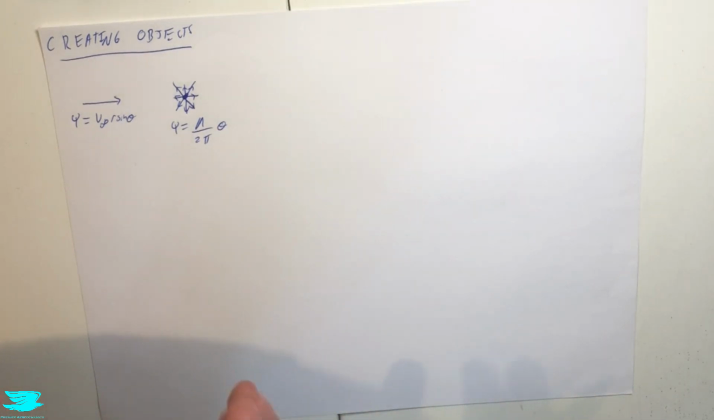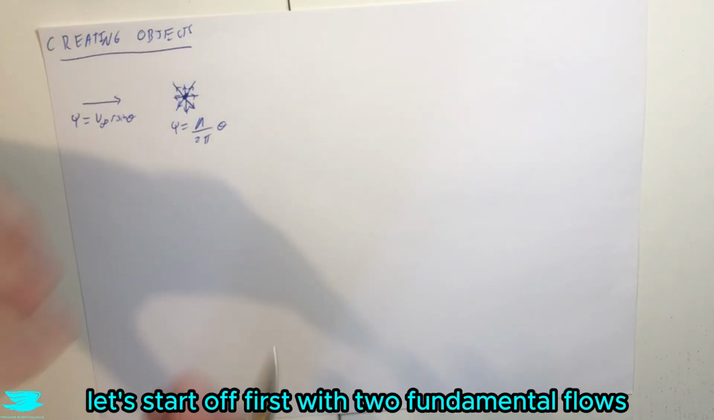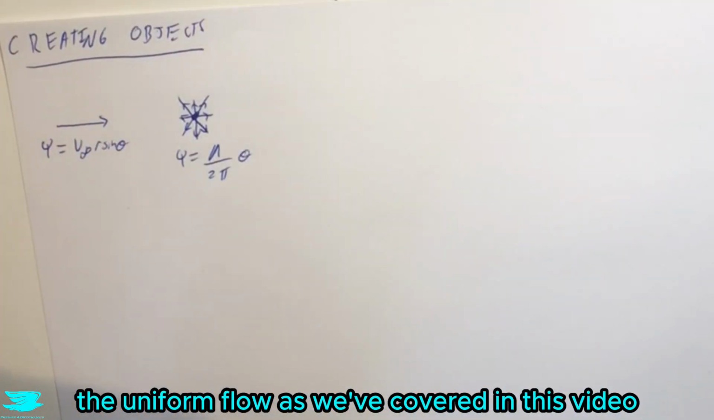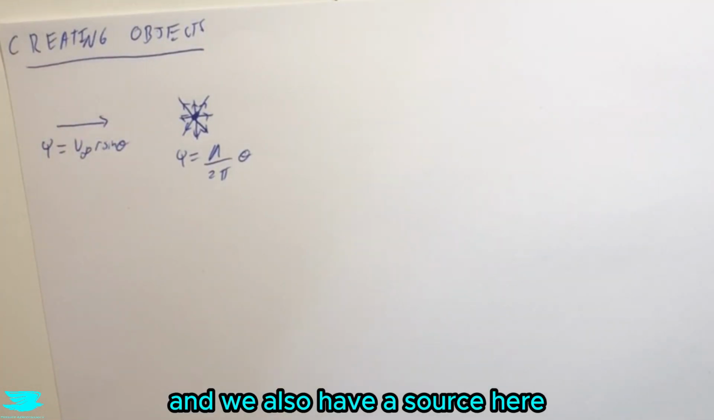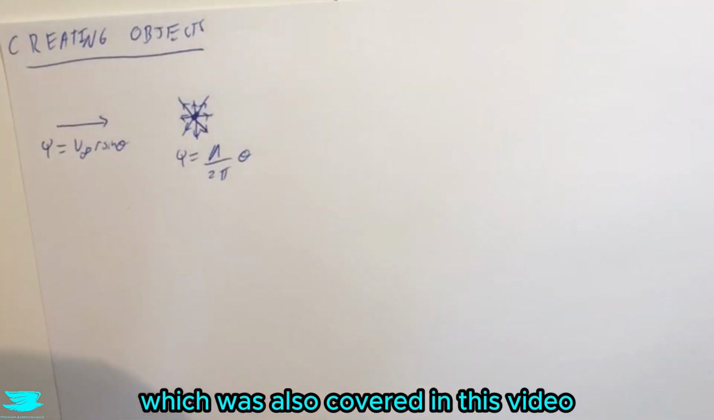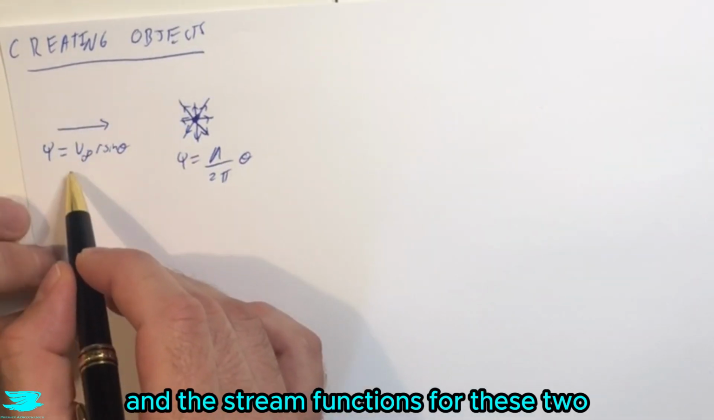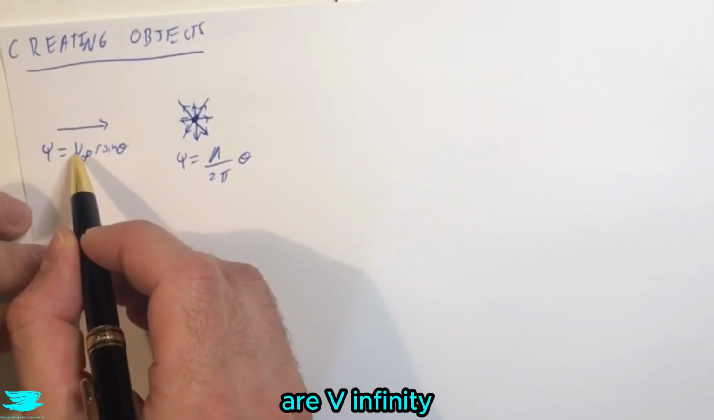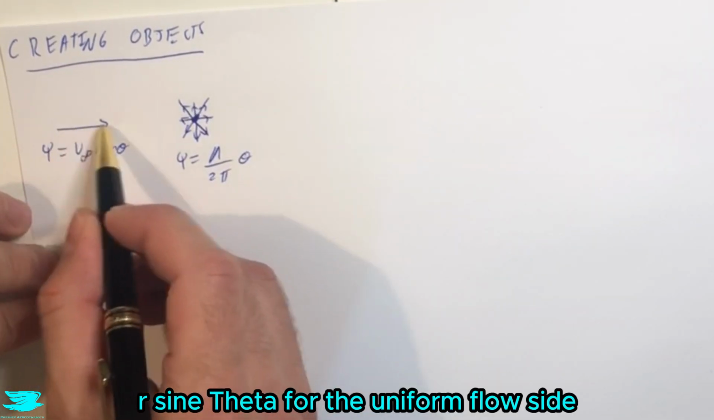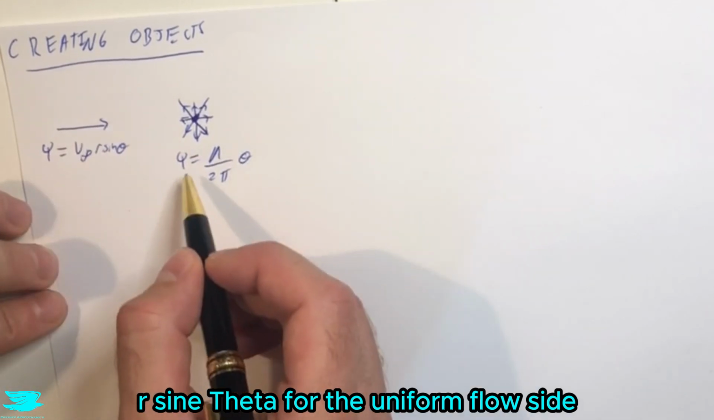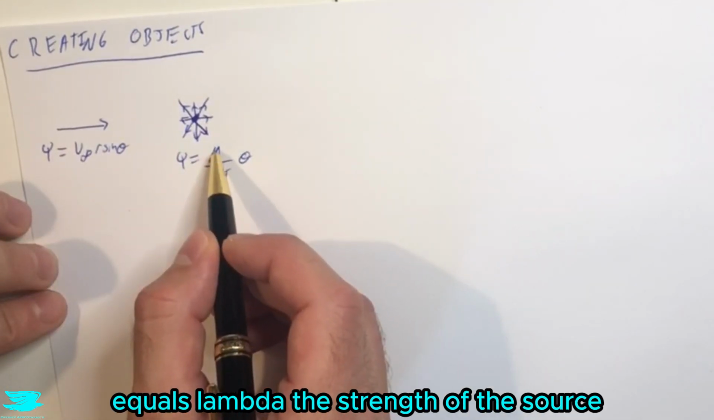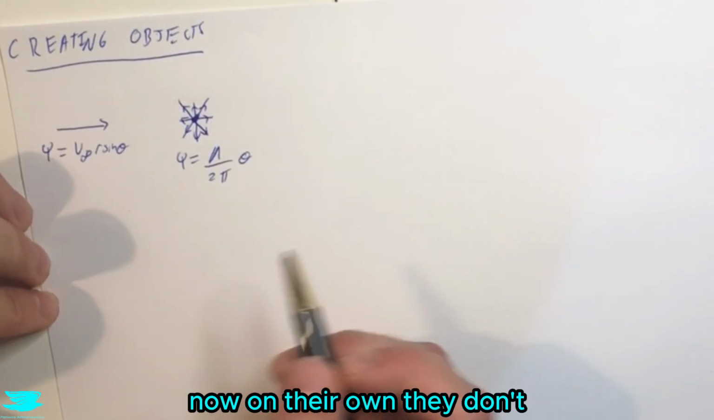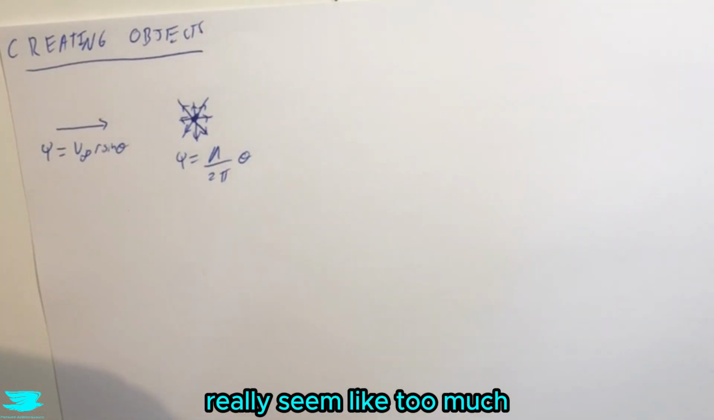So let's start off first with two fundamental flows. A free stream flow, just a uniform flow, as we've covered in this video. And we also have a source here, which we've also covered in this video. The stream functions for these two in polar coordinates are v infinity r sine theta for the uniform flow, psi, and then for the source, psi equals lambda, the strength of the source, divided by 2 pi theta. Now, on their own, they don't really seem like too much, but let's add them together.